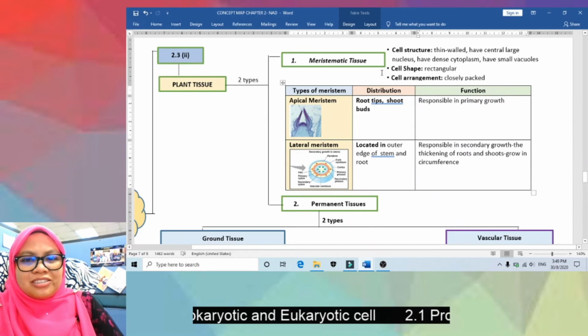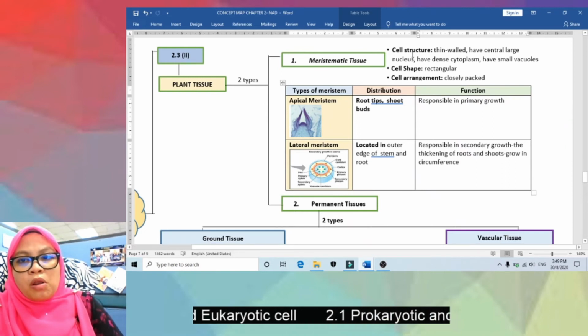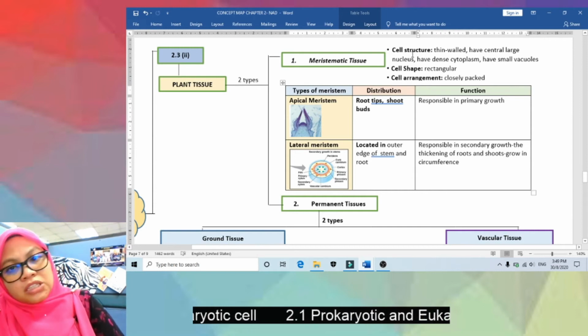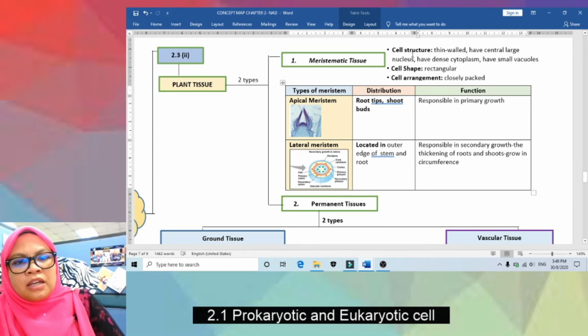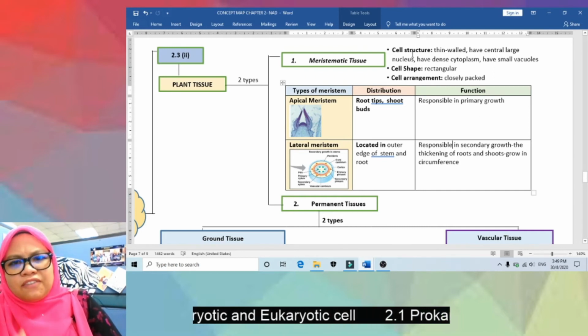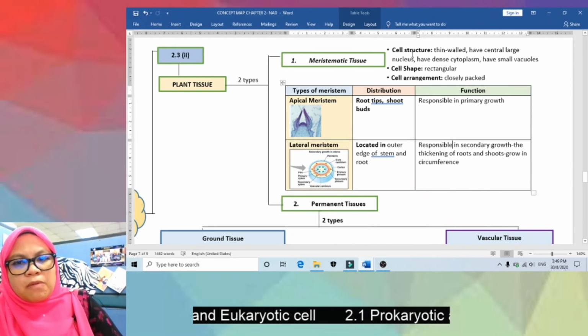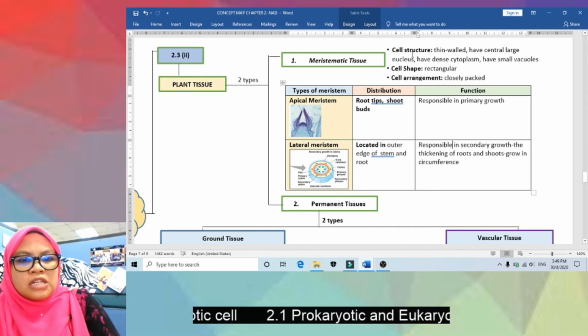So the cell structure for meristematic tissue: the cell has a thin wall, a large central nucleus, dense cytoplasm, and a small vacuole. And meristematic tissue is composed of cells that actively divide. So the cell shape is rectangular and the cell arrangement is closely packed.